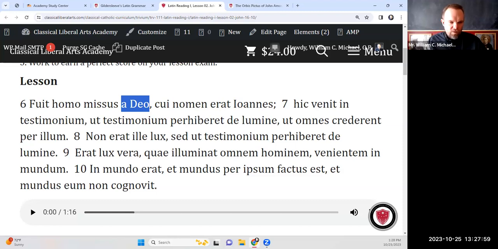There are two different words in Latin that can make two different phrases. We could have ad deum, which means to God, and we have a deo, which means from God. And I'm just typing this so you can see it. So ad deum would mean to God, but a deo means from God. And this word, where does this word come from? What is this word?